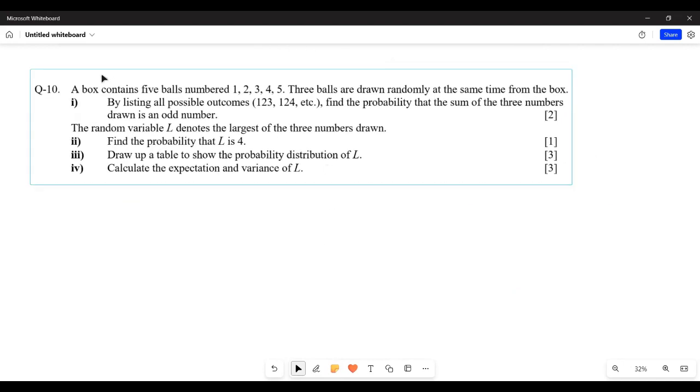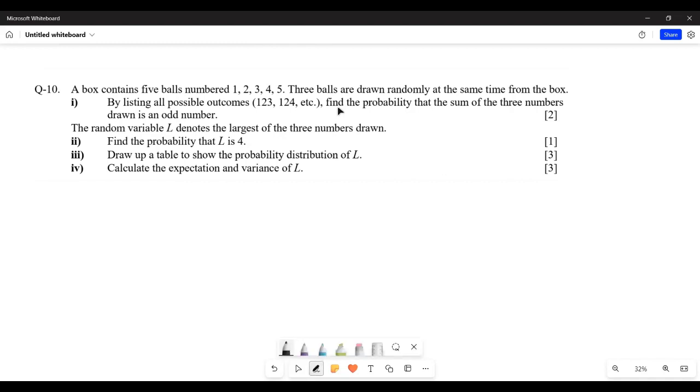Question 10. A box contains 5 balls numbered 1, 2, 3, 4, 5. 3 balls are drawn randomly at the same time from the box. By listing all possible outcomes 1, 2, 3, 1, 2, 4, etc., find the probability that the sum of the 3 numbers drawn is an odd number. All right, so first we have to write all the possibilities. There are 5 balls with 5 numbers written on it, and you have to take out 3 and list down all the possibilities. So first, let's see how many possibilities there would be.